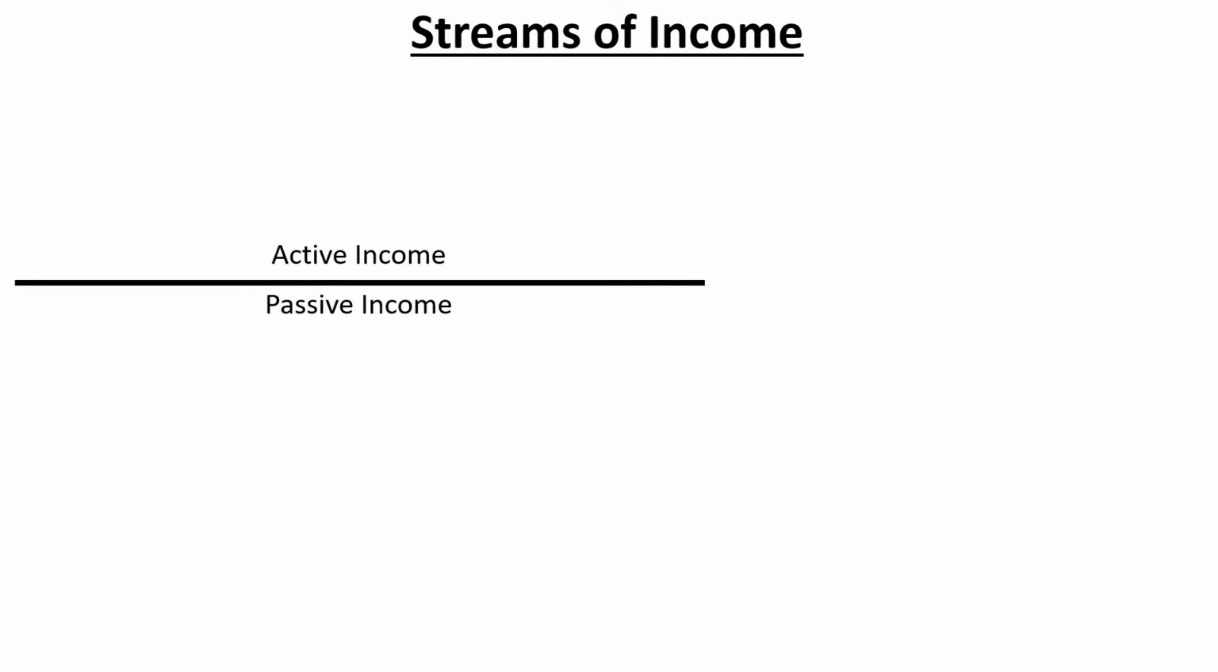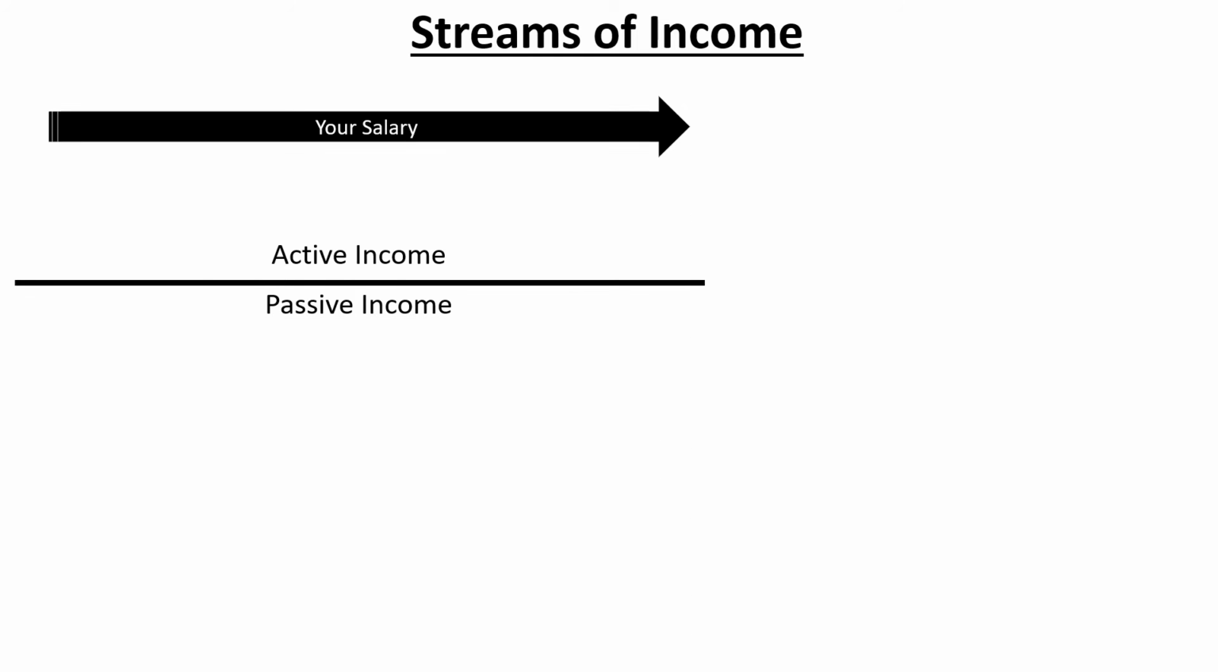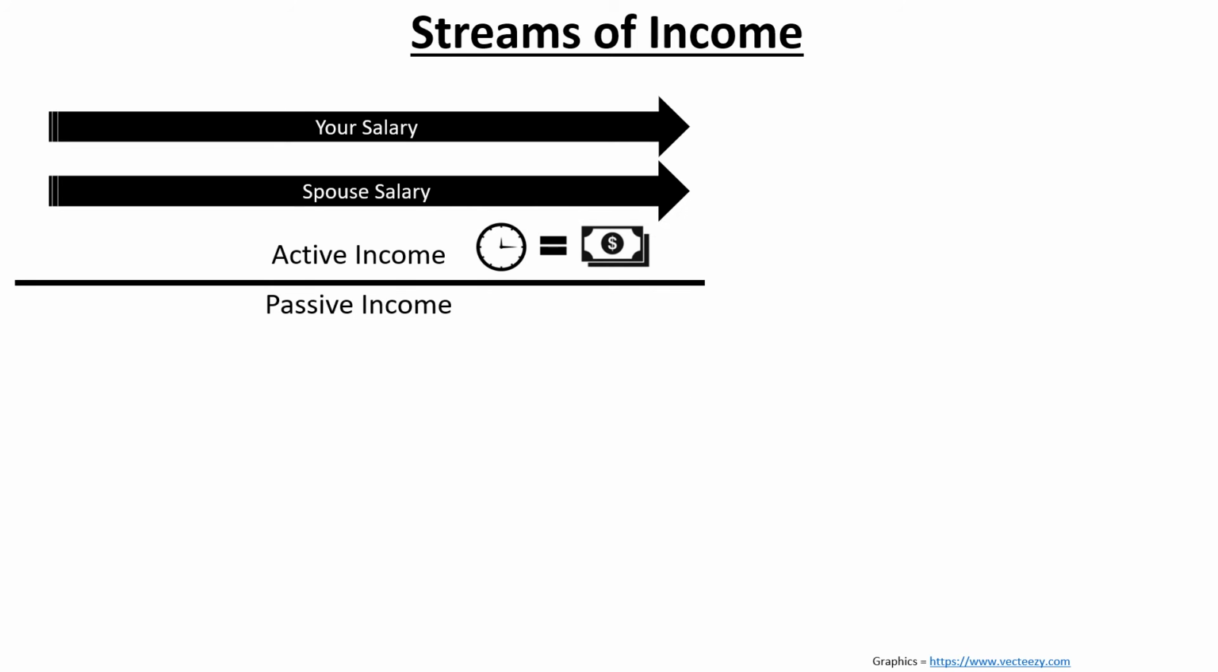Next, I'd like to talk to you about what a stream of income is. A stream of income simply is an income that is derived from some kind of source. That can be an active source or a passive source. An example of a single active stream of income would be your salary. You are trading time for money. Another active stream you may have in your family is if your spouse has a job.